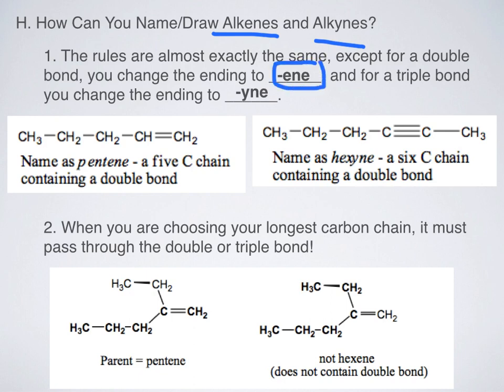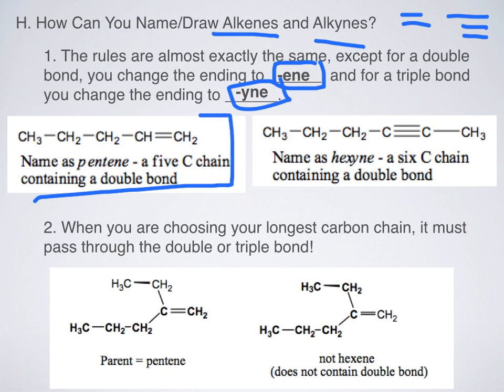So instead of ending in ane, like 3-ethyl heptane or something like that, now all of my endings end in ene if there is a double bond present, or yne if there is a triple bond present. In these pictures, my base system stays exactly the same. This is a 5-carbon chain, and it contains a double bond. So that would be pentene.